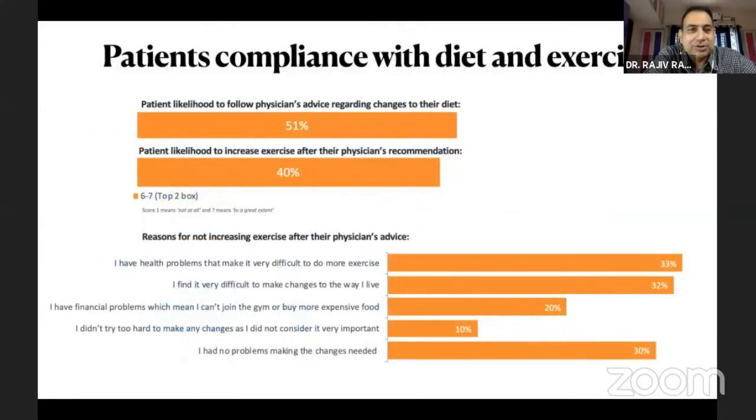And the situation is not that simple. Of these 50%, only half of them actually went ahead following the advice of the physician. As far as diet and exercise are concerned, hardly 40%. And if you see the reason, they said it's difficult to do exercise because of my present weight and other things, and I find it difficult to make changes in my life. So what it means is that whatever is conveyed is also not actually taken into account by the patient.